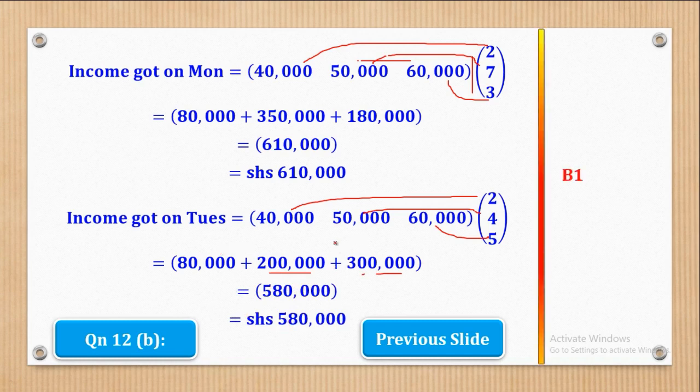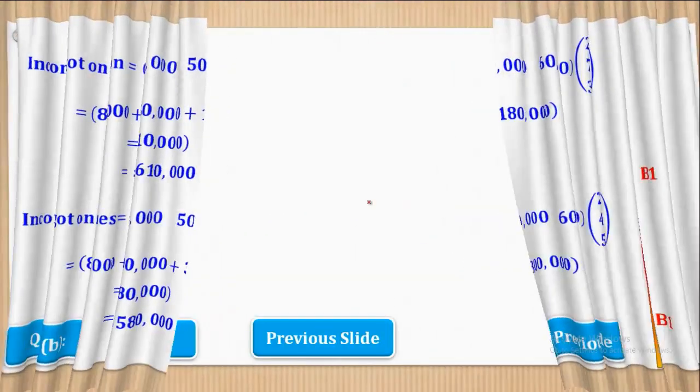So before we go to the next slide, let us first see how marking for this was done. So remember, we have already got 3 marks. Now the 4th mark will be here, and the 5th mark will be getting the one for Tuesday. So those are so far 5 marks. We are left with 2 marks.